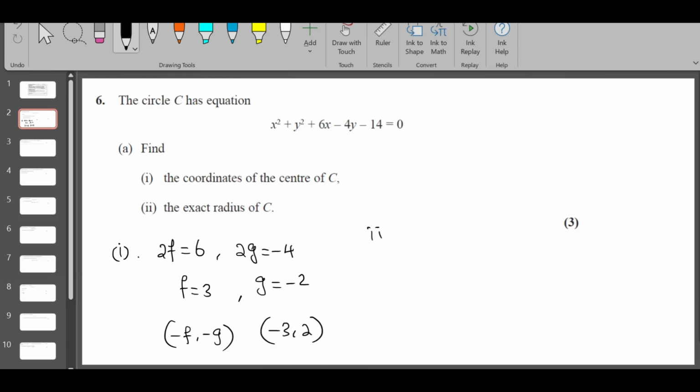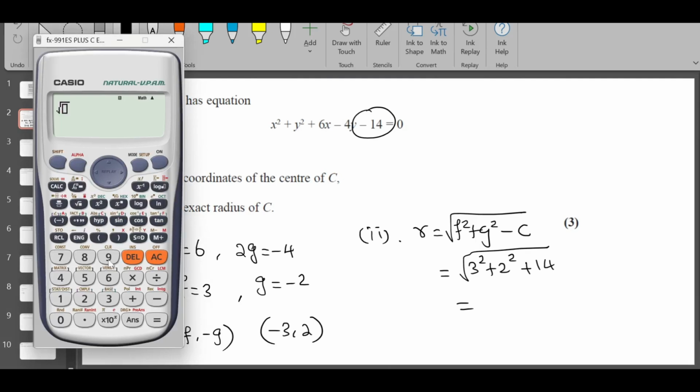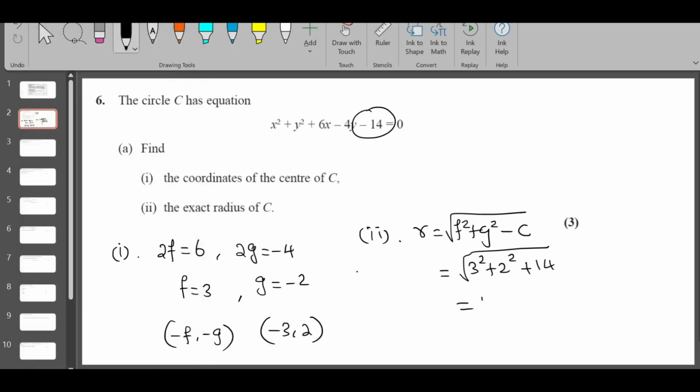Now for the radius, the formula is the square root of f squared plus g squared minus c. c is this number. So f squared plus g squared minus (-14), which becomes plus 14, right? So that's the square root of 3 squared plus 2 squared plus 14, which is 3 root 3. Let's move on to part B now.